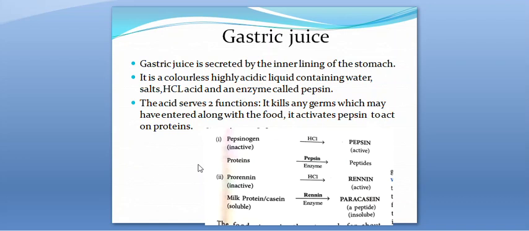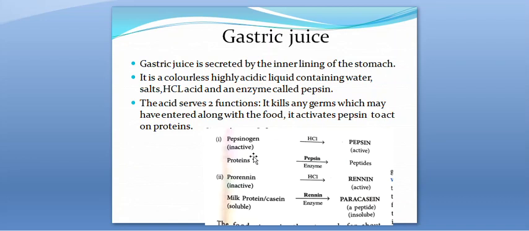Now the gastric juice is secreted from the inner lining of the stomach. This gastric juice is a colorless, highly acidic liquid containing water, salts, hydrochloric acid and an enzyme called pepsin. This hydrochloric acid serves two functions. It kills any germs which may have entered along with the food. It activates the pepsin to act on the proteins.